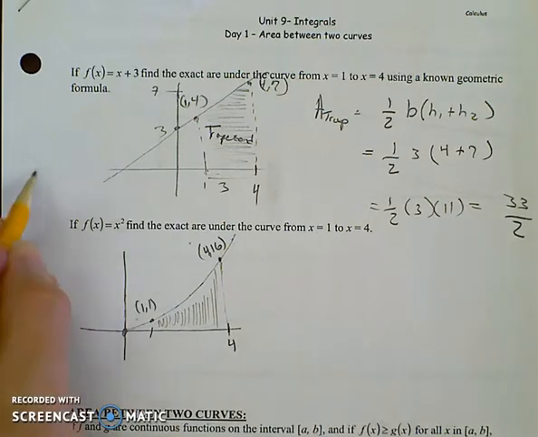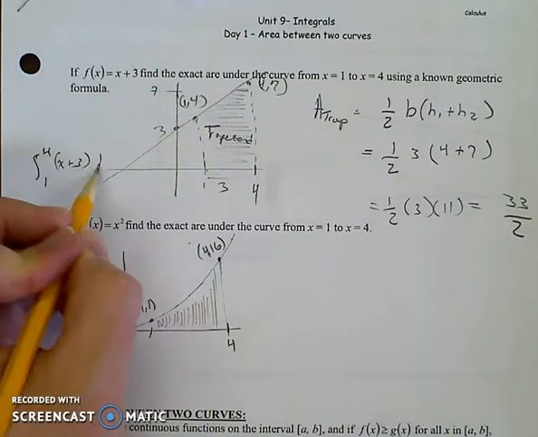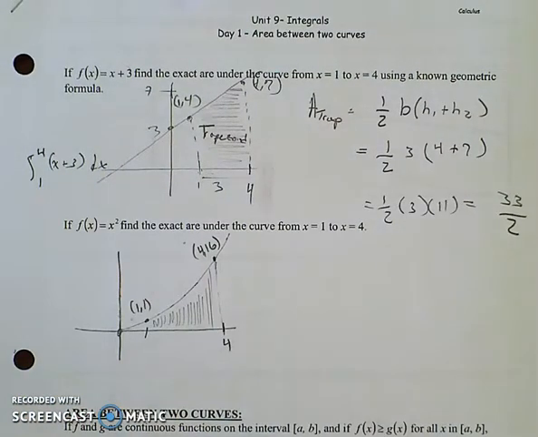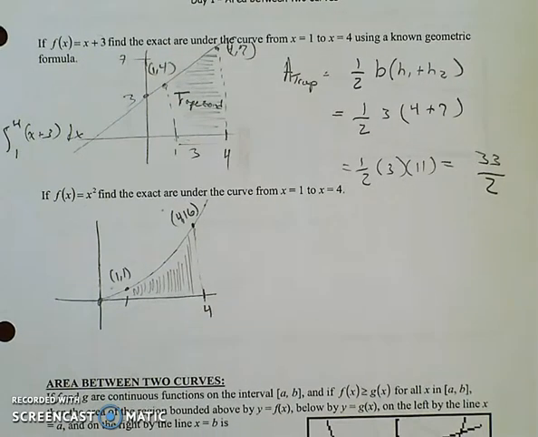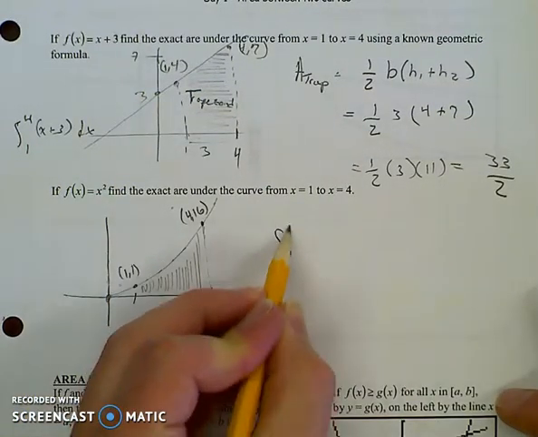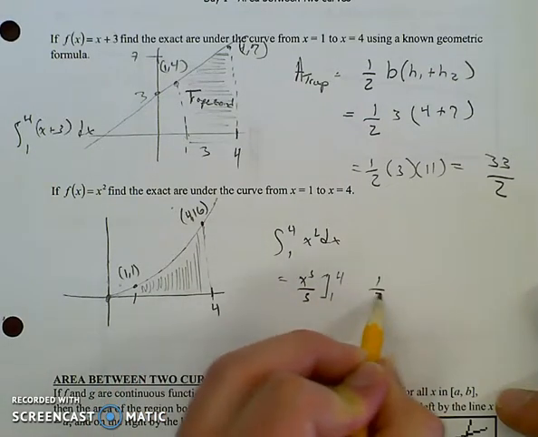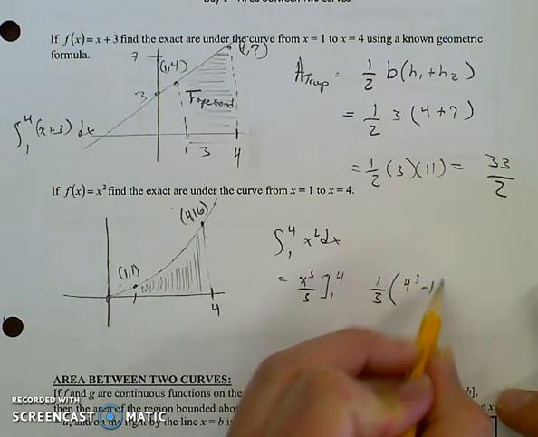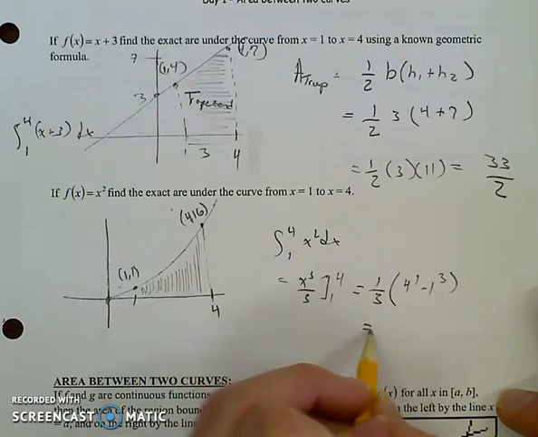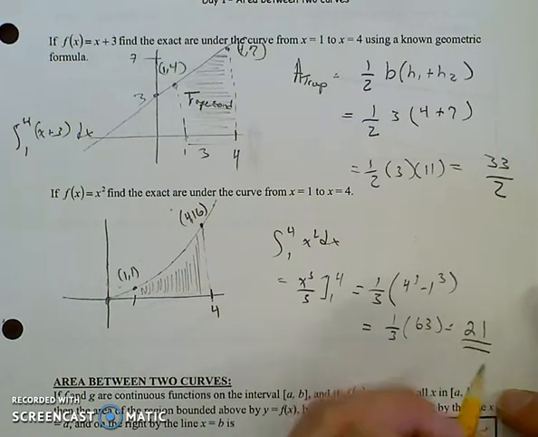Now, with that, we could have done the same thing as just saying the integral from 1 to 4 of x plus 3 dx, and you would have gotten the same idea. Now, in this next one, we can't use a known geometric formula because it's a slanted or curved line. And so we'll find the exact area by using the integral. So the integral from 1 to 4 of x squared dx, we know that's x cubed over 3 from 1 to 4. Bring out the 1/3, and get 4 cubed minus 1 cubed, and we'll get 1/3, 4 cubed is 64 minus 1, 63, and that's going to be 21 is our total area.